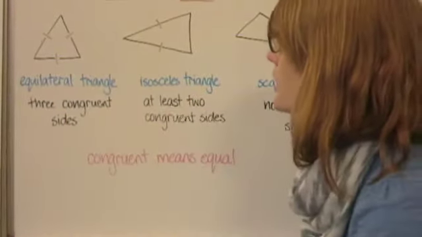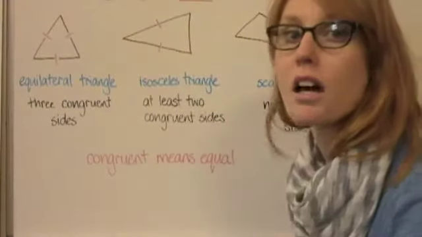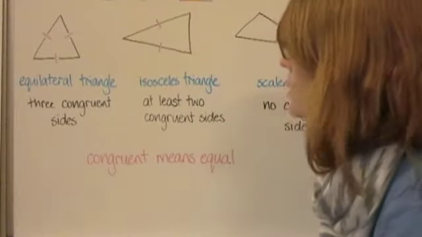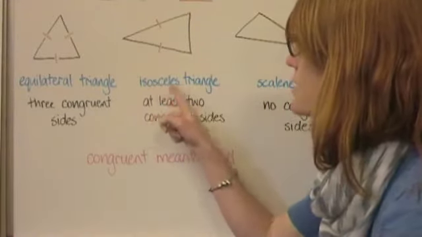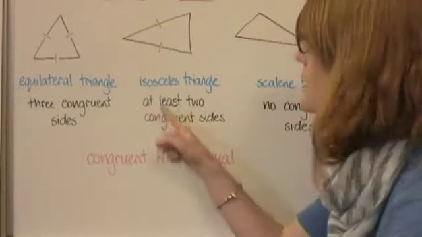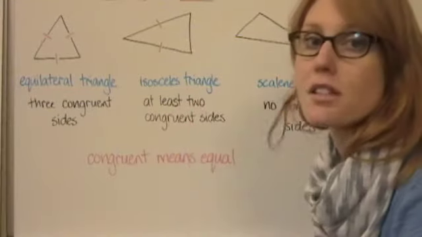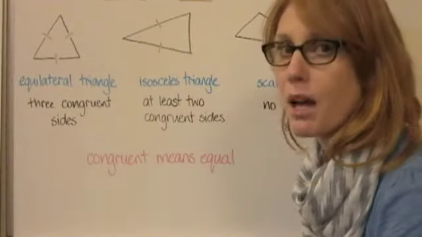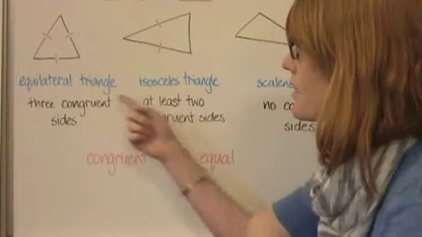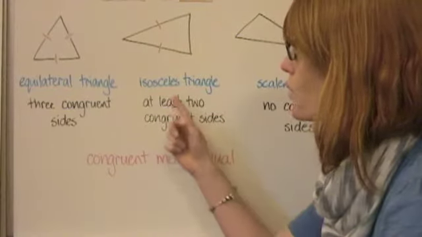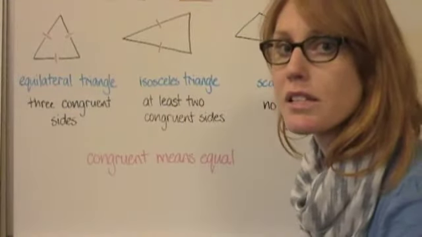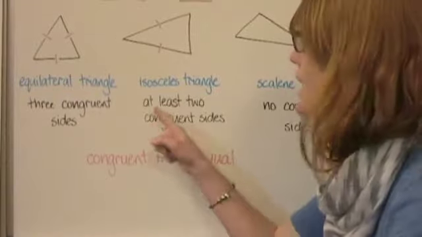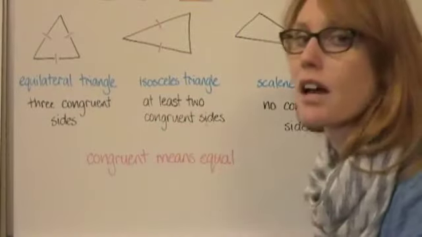In this triangle here, we can see that these two sides are congruent or equal in length, and we call this triangle an isosceles triangle, which means that at least two congruent sides are present in the triangle. Now, with that in mind, that means that an equilateral triangle can also be classified as an isosceles triangle because it too has at least two congruent sides.